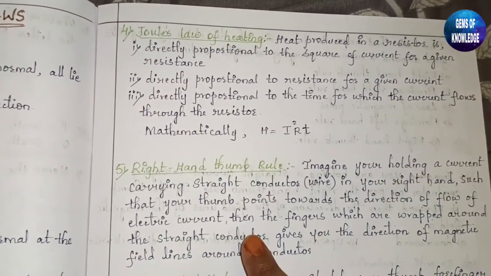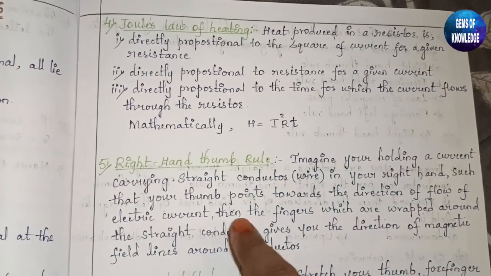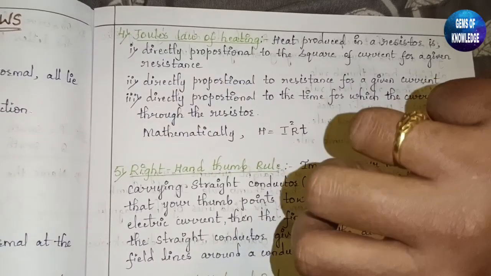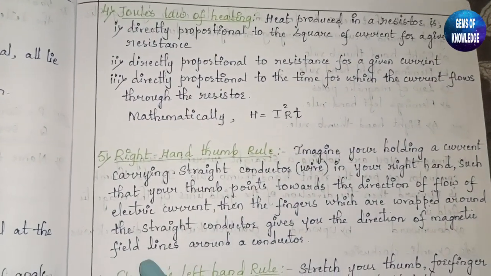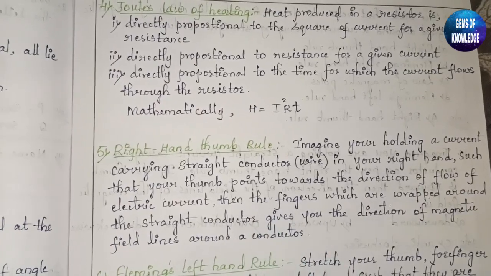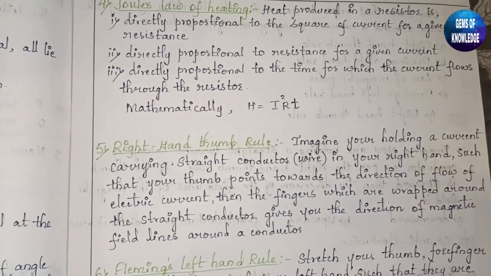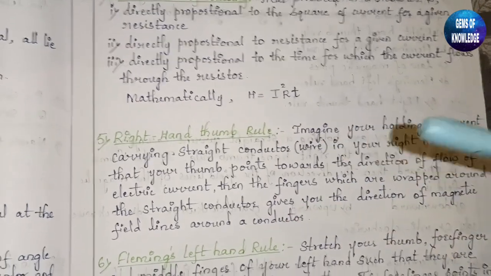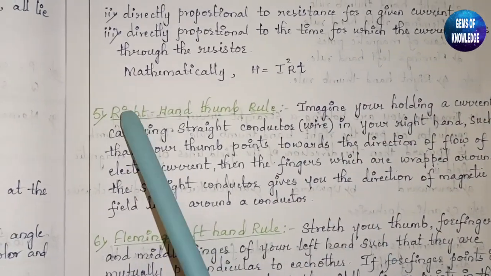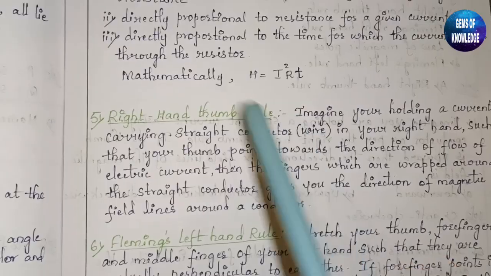And then the fingers wrapped around the straight conductor show the direction of magnetic field lines around that conductor. It shows how the magnetic field lines are wrapped around that particular wire. This is nothing but the right hand thumb rule.